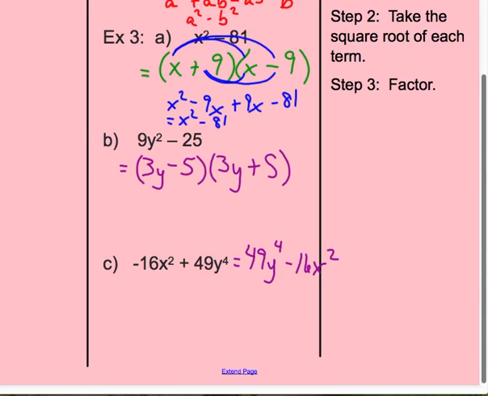Alright, so 49 is a perfect square, 16 is a perfect square, even exponents, so I set up my two binomials. Square root of 49 is 7. Square root of y to the fourth is y squared. The way that you square root an exponent is by cutting it in half. So that's why it's got to be an even exponent in order for it to be a perfect square. 1 positive, 1 negative. Square root of 16 is 4. And the square root of x squared is x.